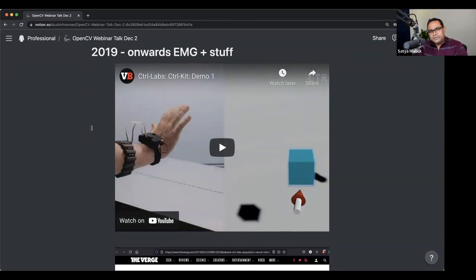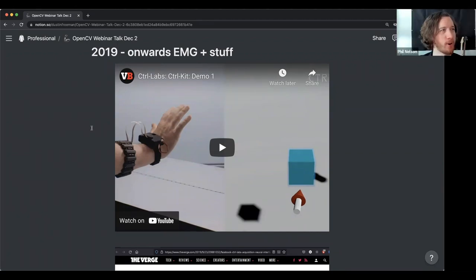And it's a watch kind of device, or? I'm not going to use that exact word. More of a forearm thing?